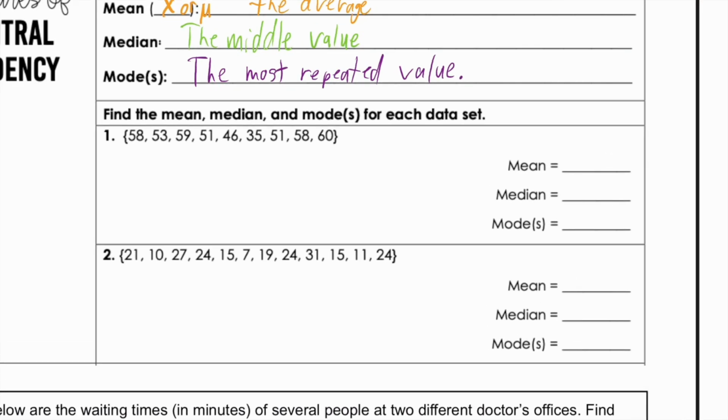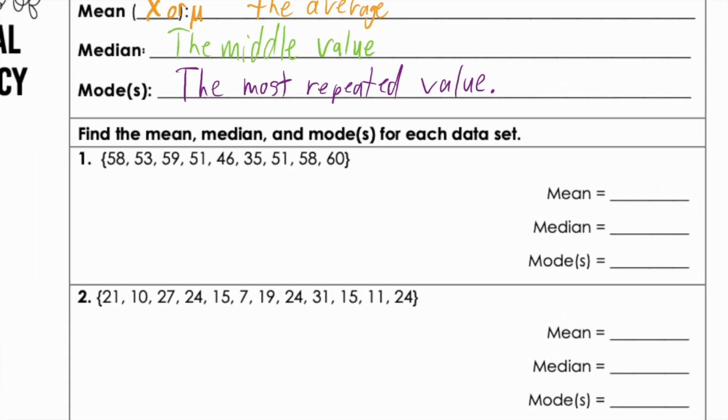And so here on data set number 1, we're going to find the mean, median, and mode, or modes for each set. In order to find the median and mode, it's easiest to list them least to greatest, especially for the median. So the lowest is 35. Then I'm going to lightly cross it out to show that I've used it, and that way I can keep track of what I've done. And then 46, 51, another 51, so I write it again. That'll come into play with the mode and the median, and the mean.